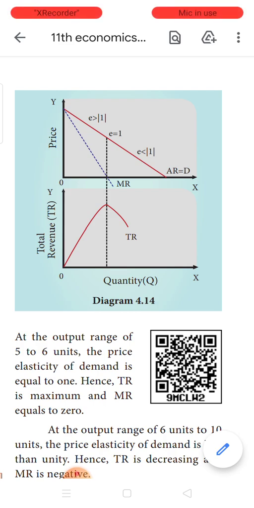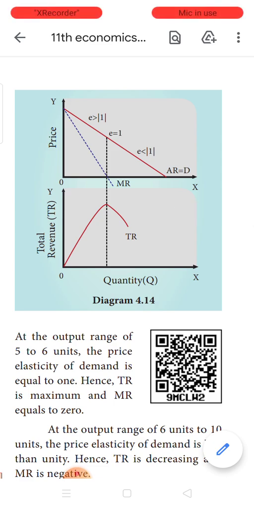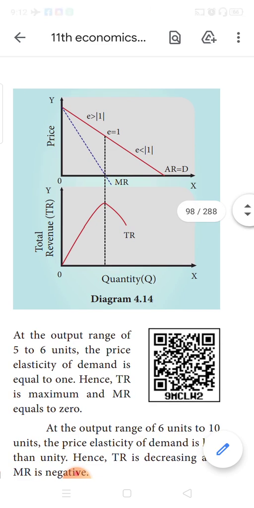This is how what is computed in the table is just converted into the graph, and the price elasticity of demand is also understood. With this, we are finishing the fourth chapter, that is cost and revenue analysis.